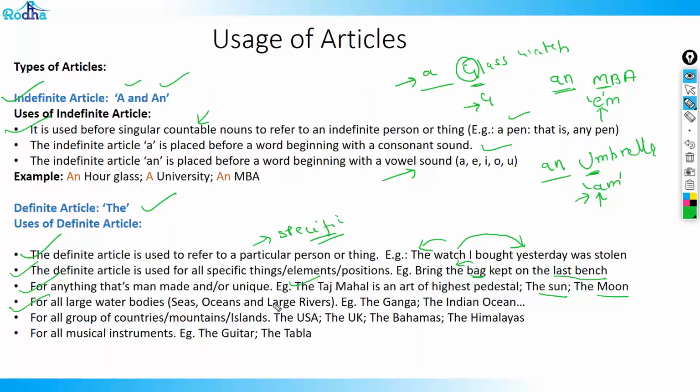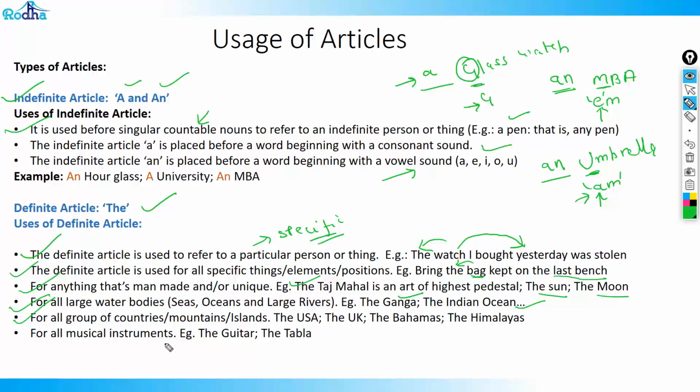Then by default for all large water bodies. Now there's some contention involved in this. Large water body essentially refers to seas, oceans and large rivers. Do not use it for smaller ponds and lakes. So typically all seas, all oceans and all large rivers will be preceded by the. Think of an example: the Ganga, the Brahmaputra, the Indian Ocean, the Atlantic, the Pacific. You can have multiple examples of that.